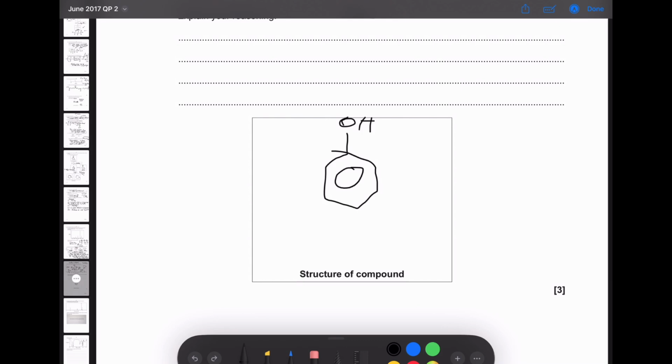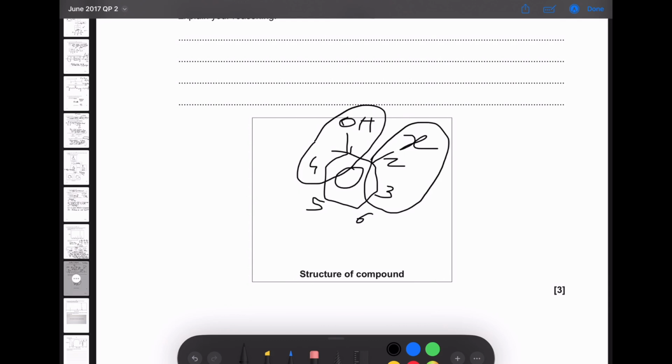So then how do we create 4 environments? Well, let's just call our other group X for the moment. If we put X in position 2, what are we going to do? Well, we're going to get this environment 1, this environment 2, 3, 4, 5, 6. And the reason 3 and 4 are different is because 4 is close to this OH group, but 3 is close to this X group. So they're not going to be the same, they're going to have slightly different environments.